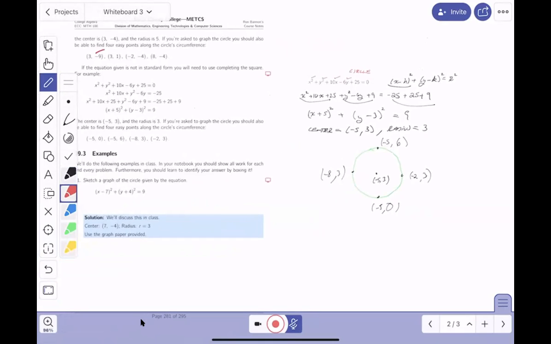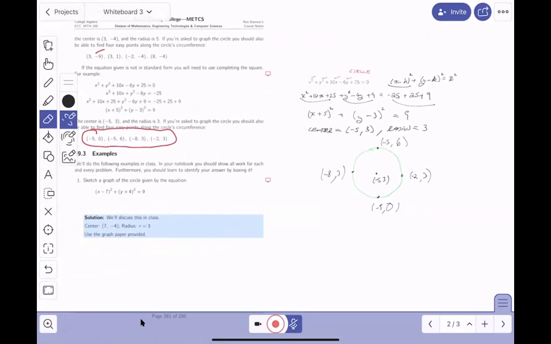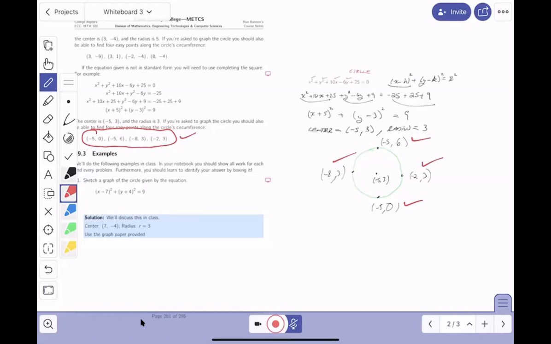So I'm going to look at this. Did I get 3 minus 9? I'm sorry, I'm in the wrong place. I'm over here. Let me get my eraser out. Sorry about that. Let me get my pen, see if I got it right. Did I get (-5, 0)? I see it right here. Did I get (-5, 6)? I see that right there. Did I get (-8, 3)? I see that right there. Did I get (-2, 3)? I got that there. I got all these things. I also want to point out, did I get this, which is standard form? And I got it. Okay.